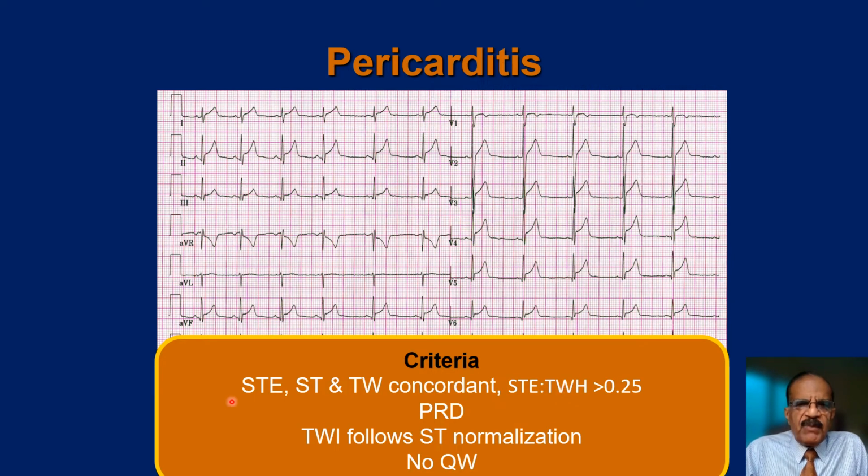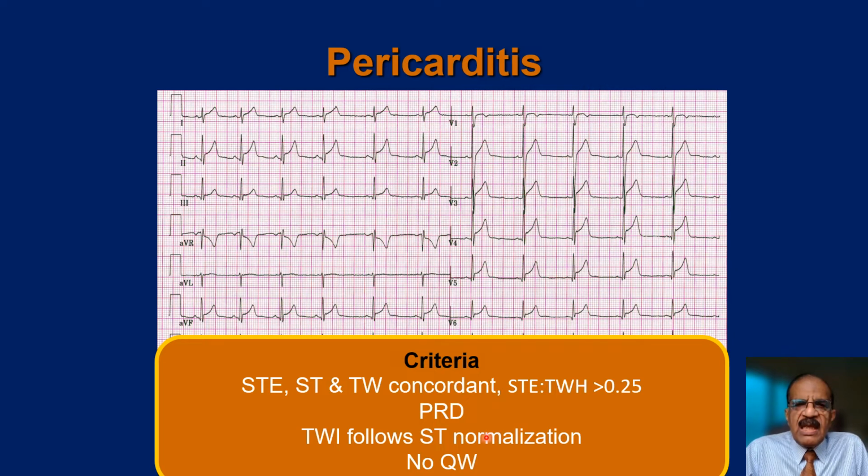These are the criteria. ST segment elevation. I have demonstrated all precordial and limb leads. In all limb leads and precordial leads, there is ST segment elevation. And ST and T wave concordance. That means the ST segment is above baseline and the T wave is also upright. And for ST segment elevation and T wave height, the ratio is more than 0.25. This I will explain later when we discuss another differential diagnosis of pericarditis, early repolarization.